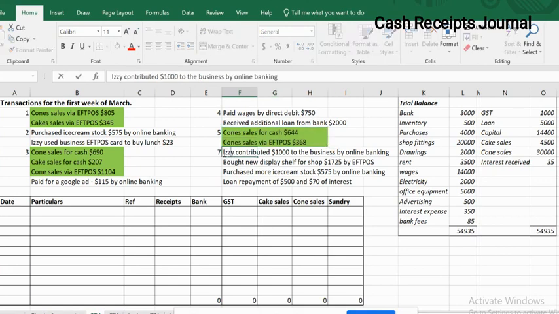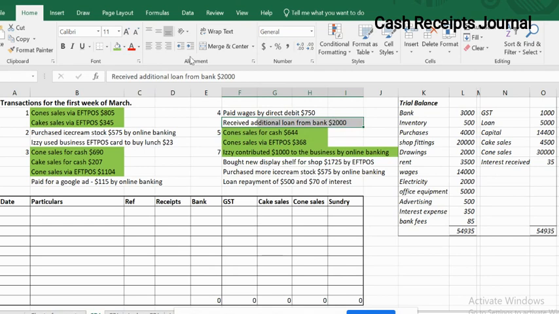So, I've got one more here. It's not highlighting very well for me, so I'll do it like this. Okay. And I've got one more up here. So going through them all, I've now got all the cash receipts highlighted, and the ones left are going to be my cash payments, which I'll put in my cash payments journal.